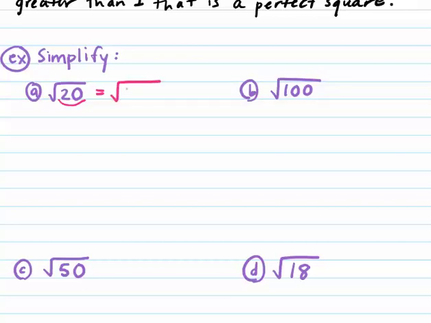Because 20 is 4 times 5, and I'm choosing two factors where one of them is a perfect square, I wouldn't want to use 2 times 10. Neither 2 nor 10 is a perfect square, so they don't help me here. So I specifically chose the factors 4 times 5 because they multiply to 20, and one of them is a perfect square. That property tells me that I can pull apart these square roots and multiply them.